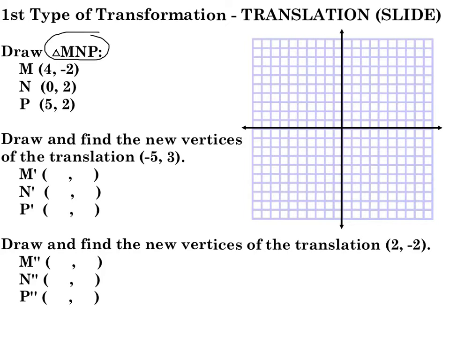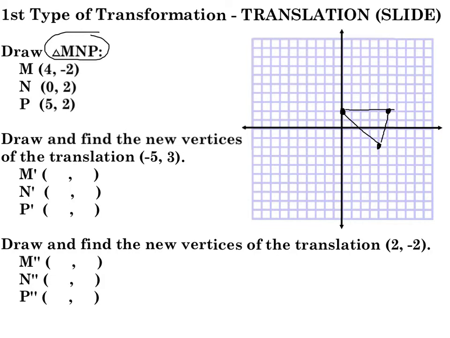So point M is at 4, -2, which would be right here. Then we have N, which is at 0, 2. And then we have P, which is at 5, 2. Go ahead and connect the dots with a ruler so that it makes a triangle. I apologize that mine won't be completely straight because I don't have a tool that will make it perfect.